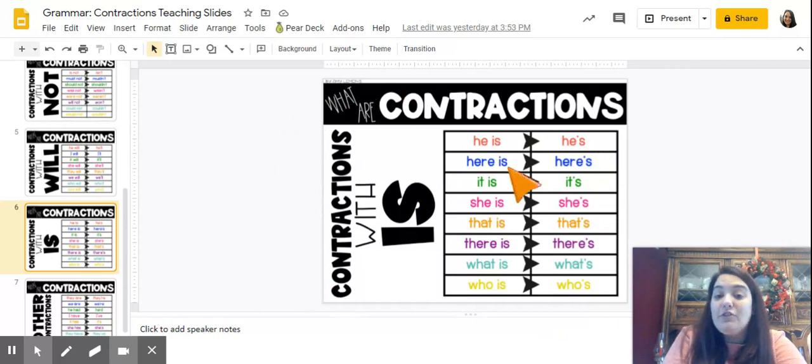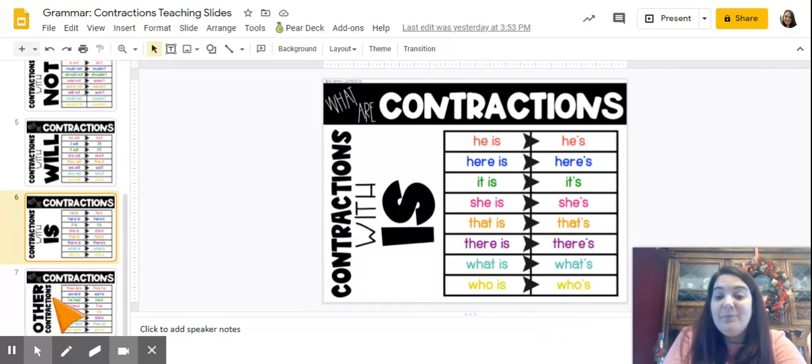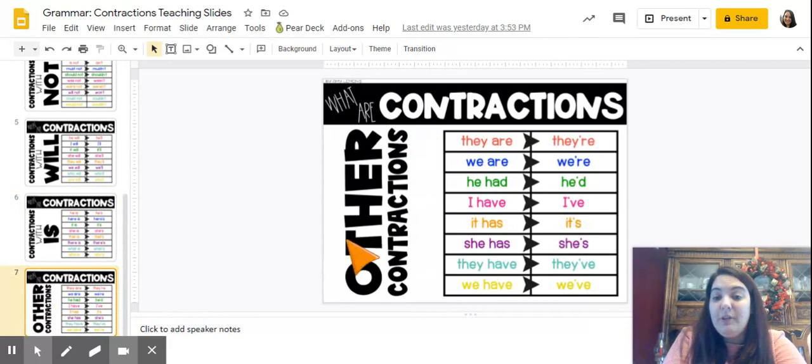And here we have some contractions with is. And then these show some contractions that have words like are, had, have, and has.